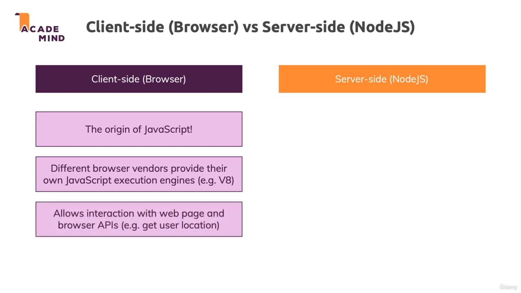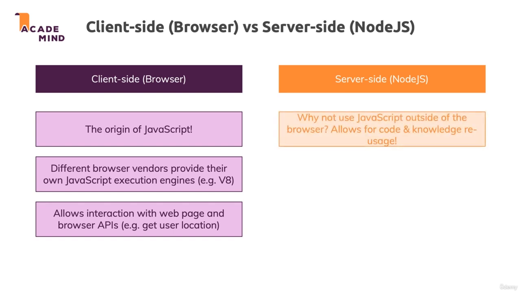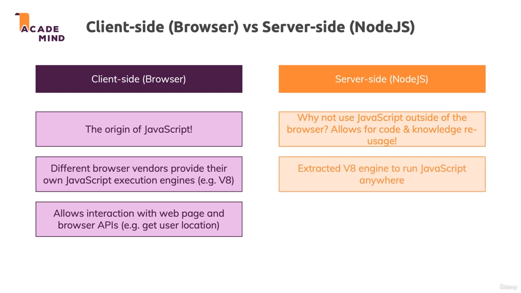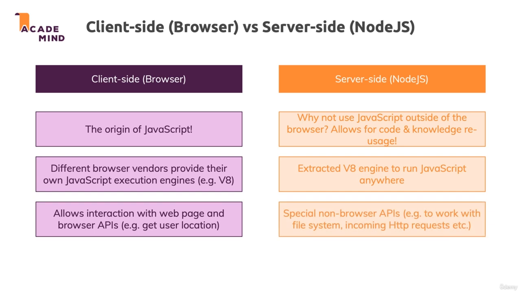And the important thing there is that in the browser, you are able to interact with the web page from inside JavaScript. You can manipulate the loaded web page. You can also use certain browser features, so-called APIs, for example, to get the user location. On the server side, the idea was to, well, extract the engine out of the browser and allow you to run it outside of the browser so that you can reuse your JavaScript knowledge, but now use JavaScript for different tasks. And you can now run JavaScript anywhere with Node.js, for example, on a server side. And there you have special other features, other APIs you can tap in, for example, to work with the file system or handle incoming HTTP requests.